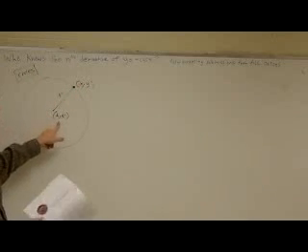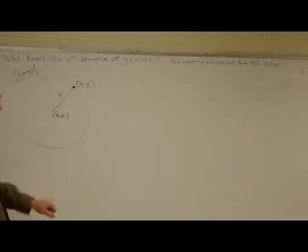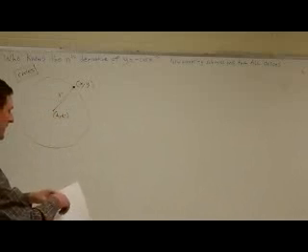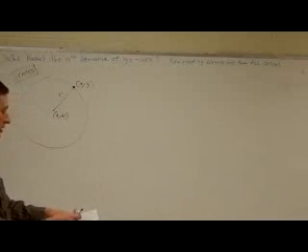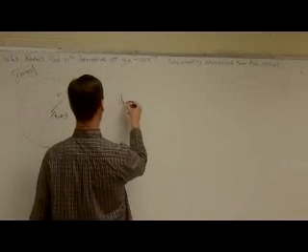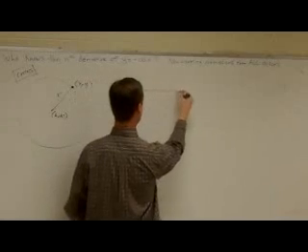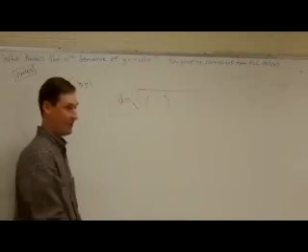I'll just call the center (h, k). And there's the radius. Now, I can find the distance between those two points by using the distance formula. It starts out with a big old long square root.